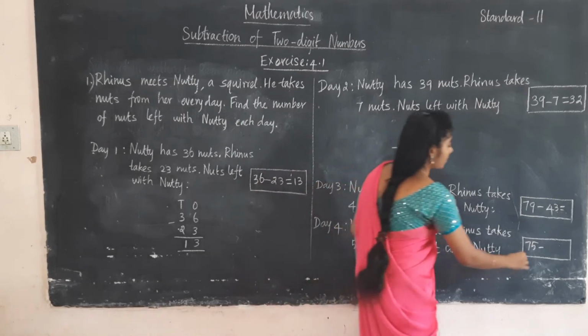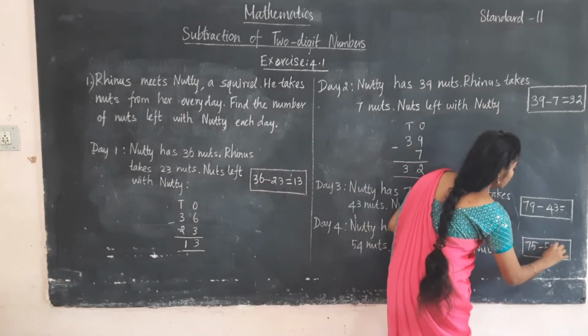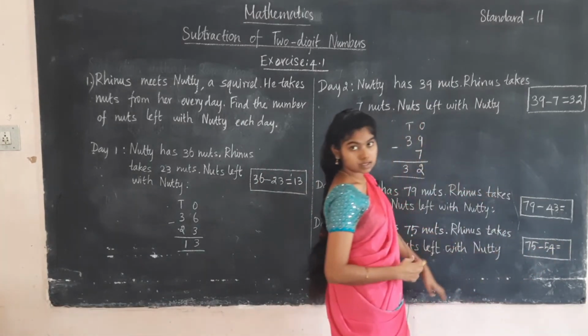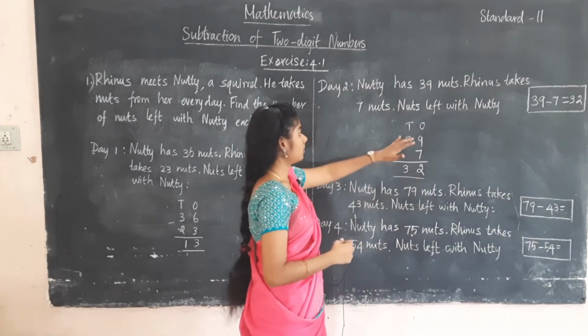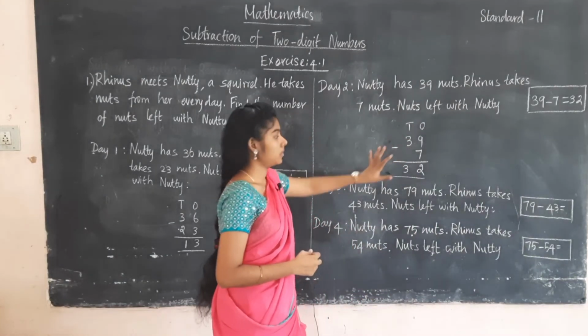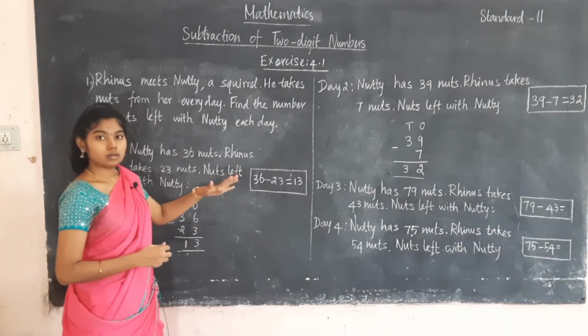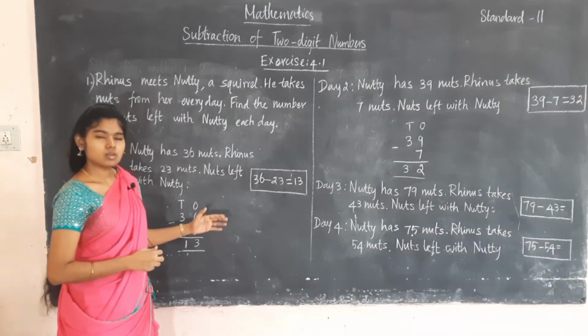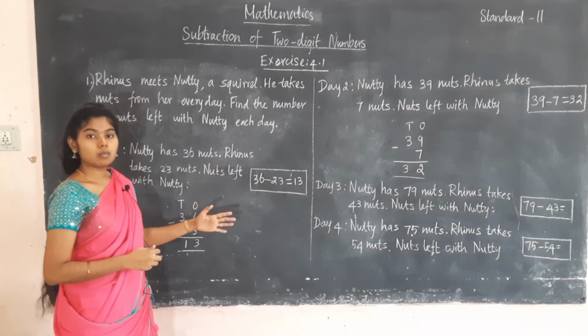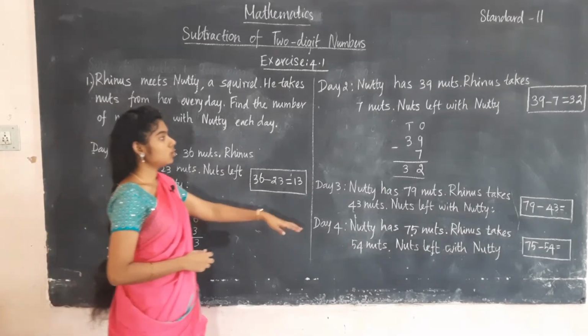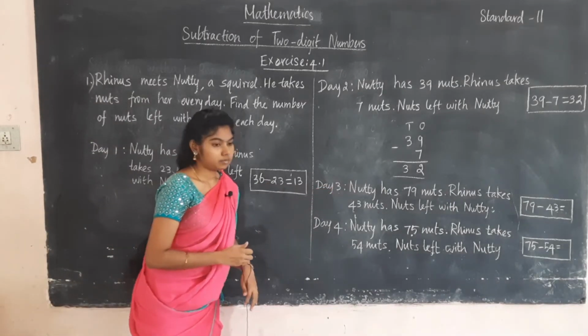Then find the answer by writing the places and their values and subtracting in this way. So you will get the answer. This is what we have seen about subtraction without regrouping. Now we are seeing the numbers without regrouping.